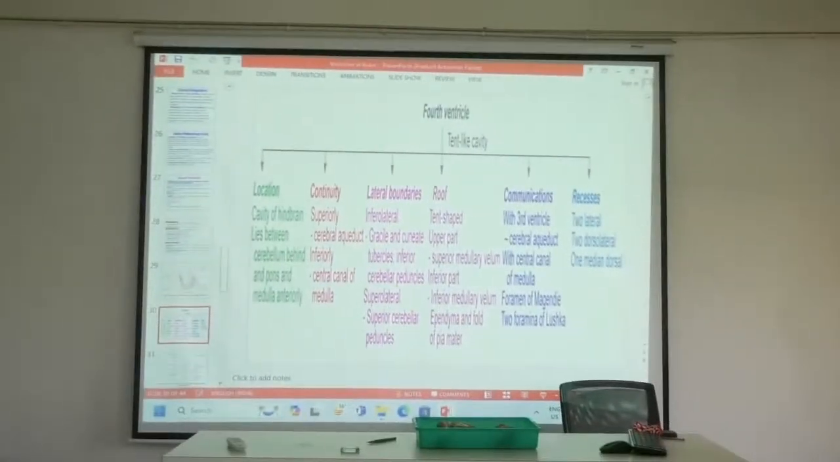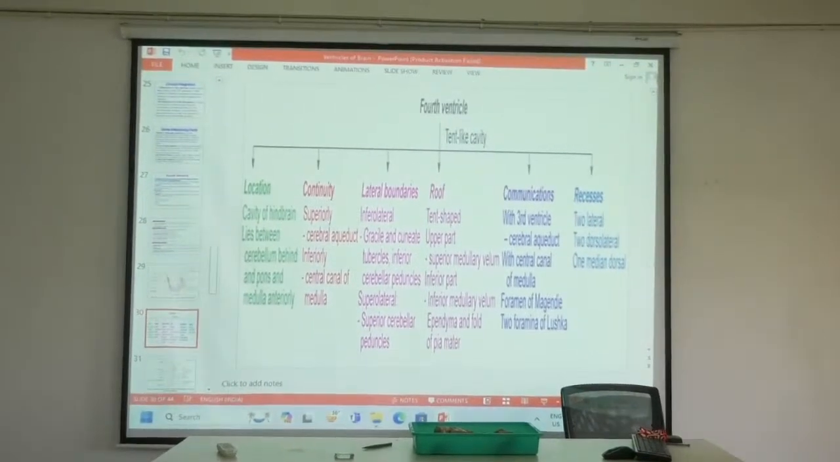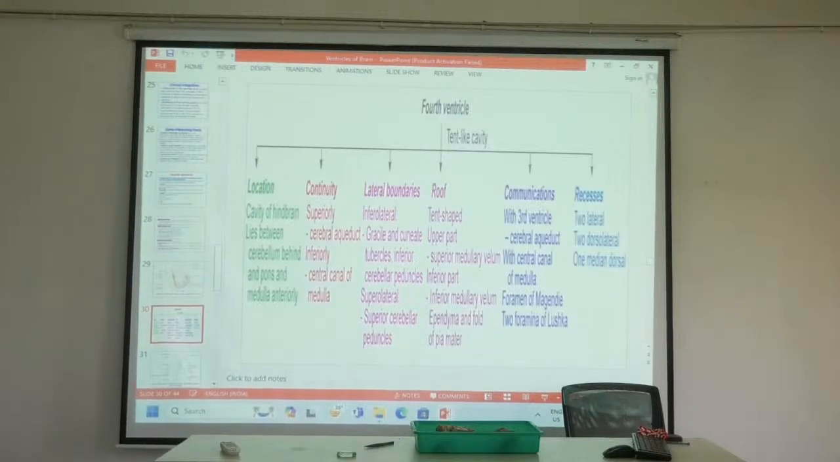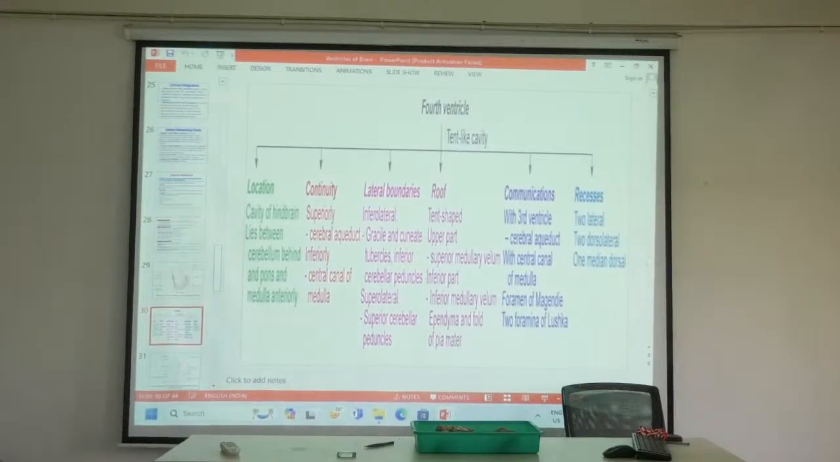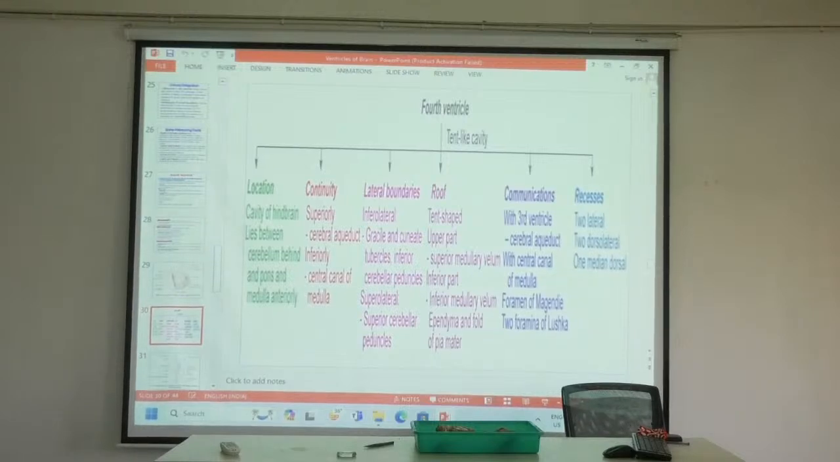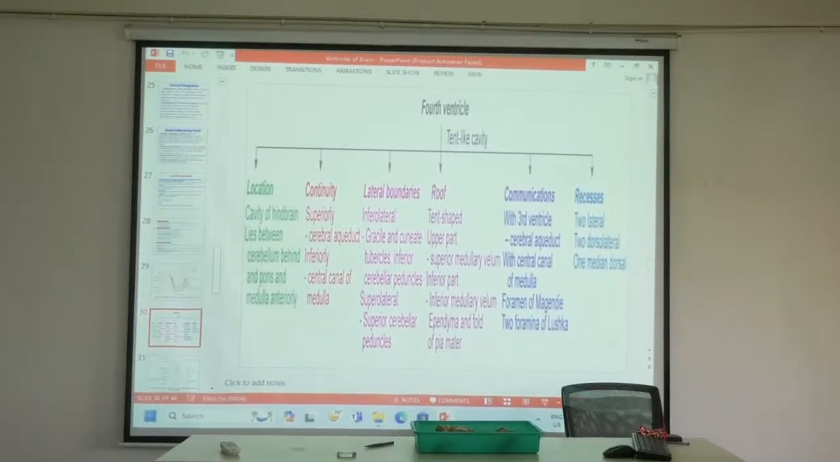Next is roof. Roof is tent shaped. Upper part is formed by superior medullary velum. Inferior part is formed by inferior medullary velum and ependyma and fold of pia mater. So these are the boundaries. Next we go to communications: with the third ventricle via cerebral aqueduct and with the central canal of medulla, by a foramen of Magendie, and there is also presence of two foramina of Luschka. Okay, three foramina are present here. Now the recesses: two lateral recesses, two dorsolateral recesses, one median dorsal recess. So these are the recesses of the fourth ventricle.